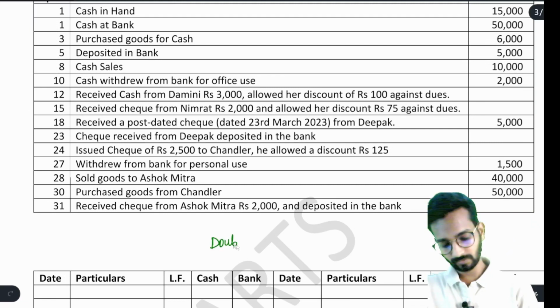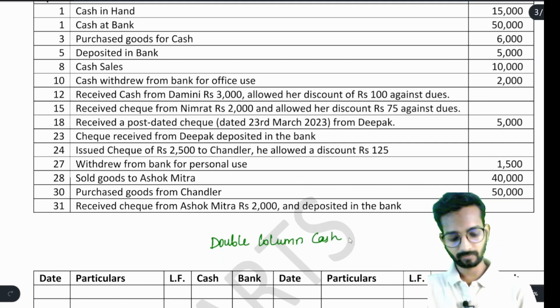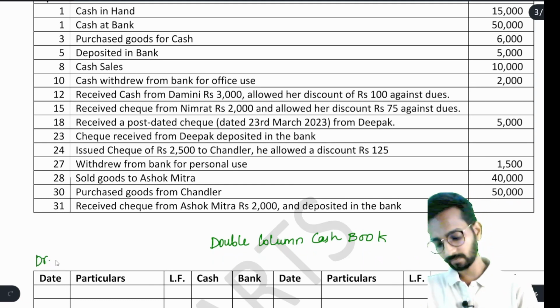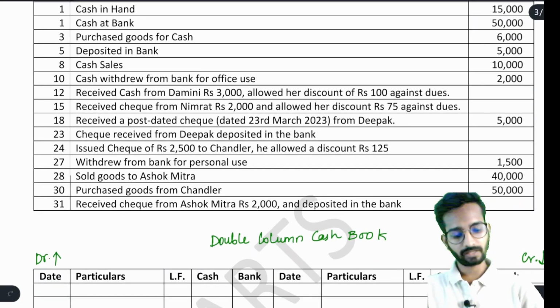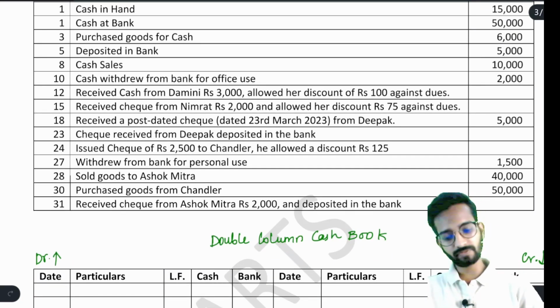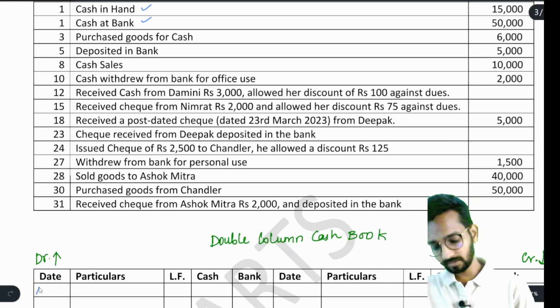Double column cash book. Debit side if cash increases or bank increases, credit side if cash decreases or bank decreases. These arrows are not mandatory to make, we just make to make it easy. Now, cash in hand is rupees 15,000 and cash at bank is rupees 50,000. So these both are opening balances. How will it work? See, we can directly write here April.